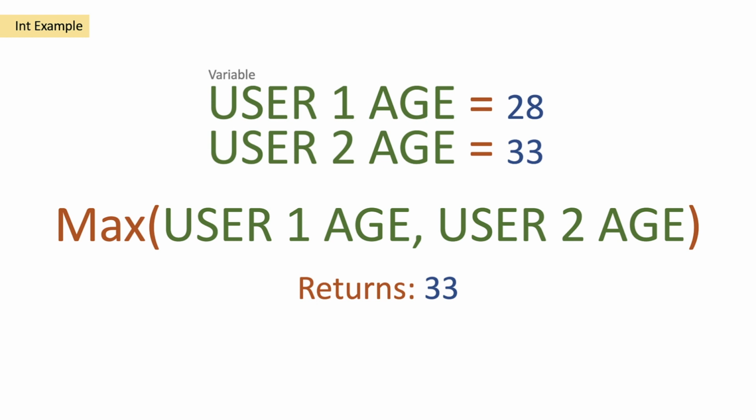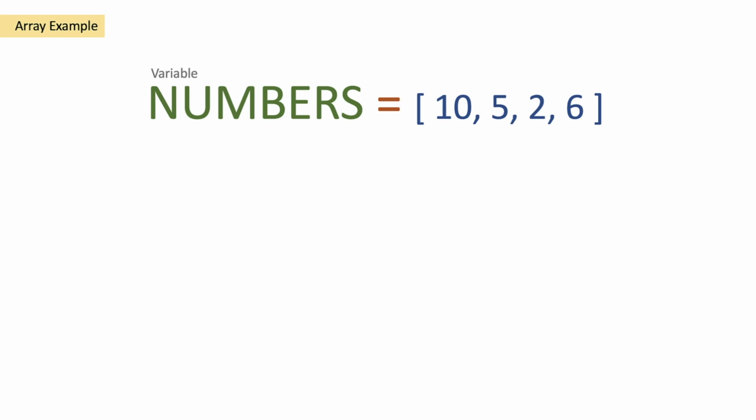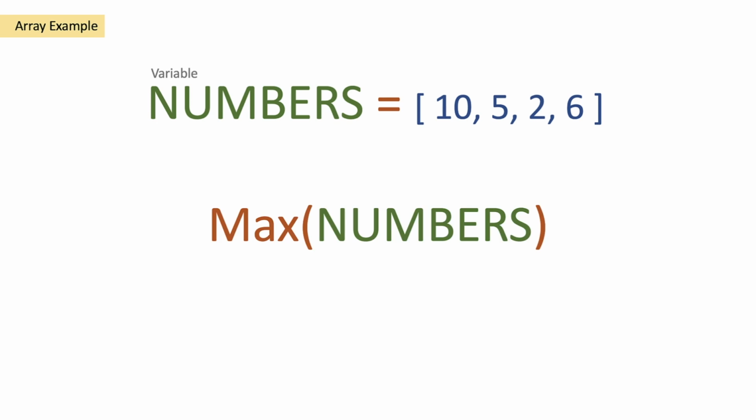It's the top age. So what if we have an array then? Well, if we have a variable of numbers and we have an array of 10, 5, 2 and 6, and then we pass this array into the max function, we are expecting a return of 10 because 10 is the highest number. It's the maximum number within our array. So let's check this out on PowerAutomate.